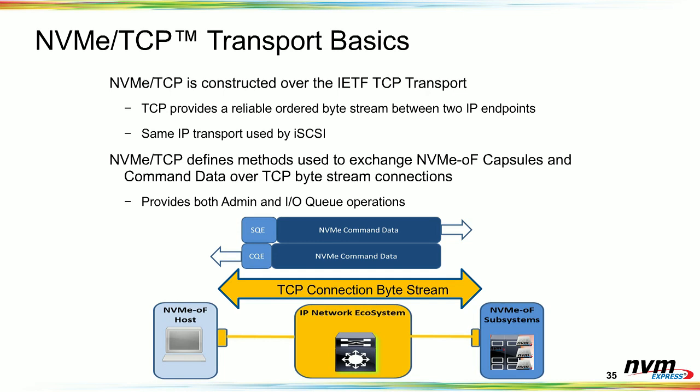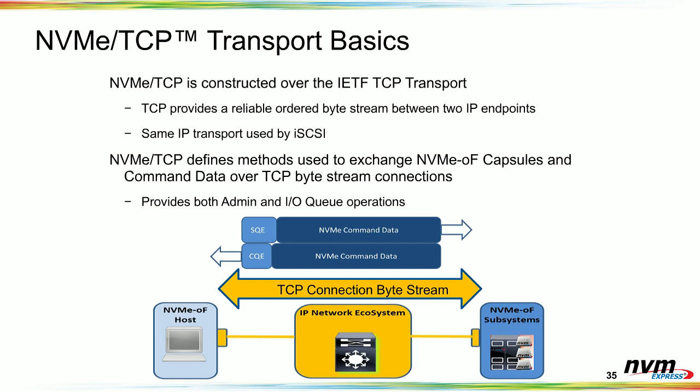So it's designed to run over the IETF TCP transport, which again is ubiquitous. Pretty much everyone uses it and supports it and knows how to support it, all the vendors, all the customers. TCP provides a reliable, ordered byte stream between two IP endpoints. So at layer 3, you have IP, and then at layer 4, running on top of IP, you have TCP, which gives you that reliable and ordered byte stream running on top of IP.